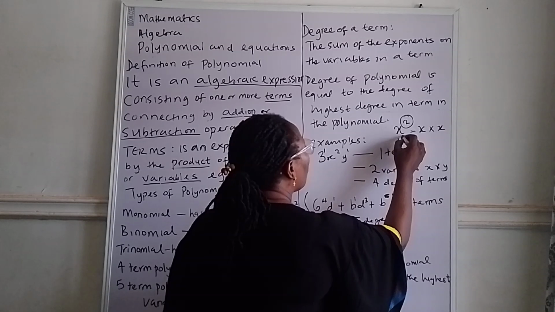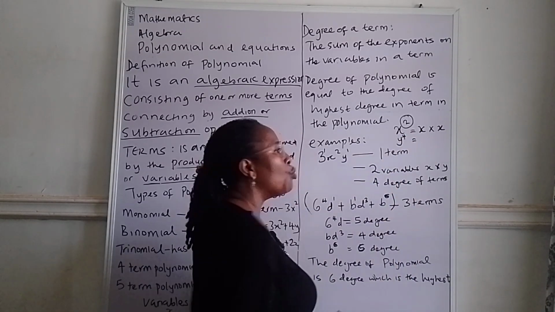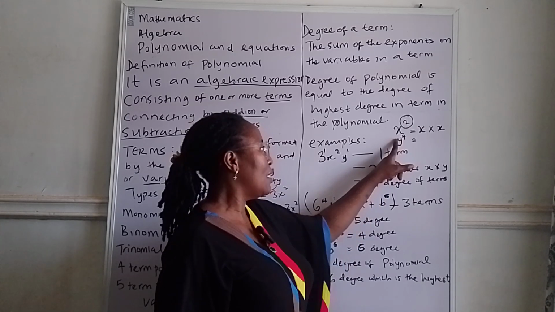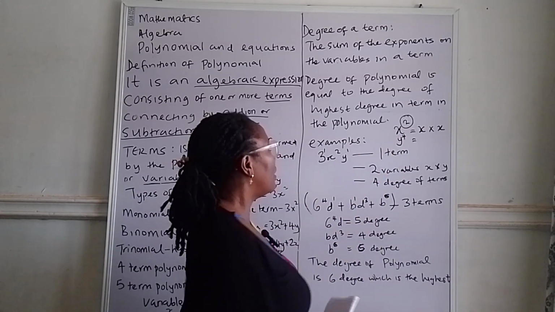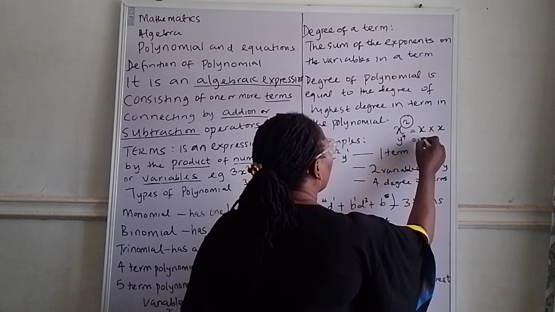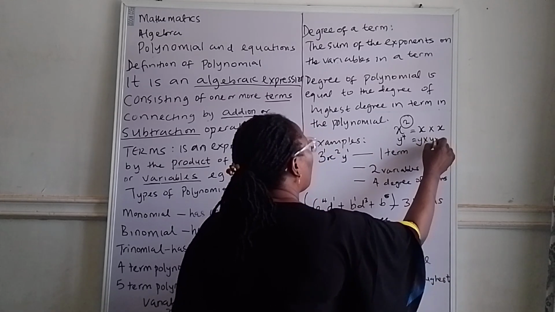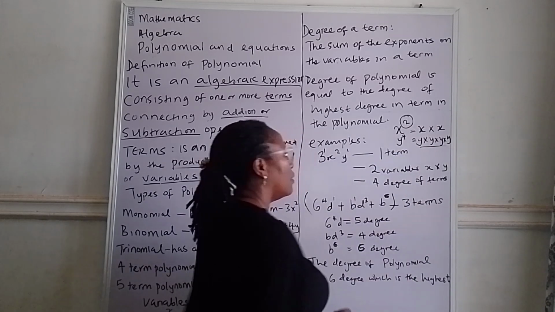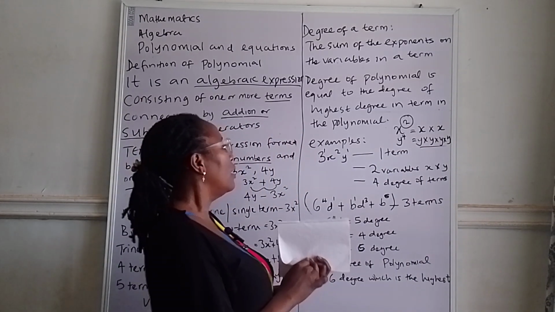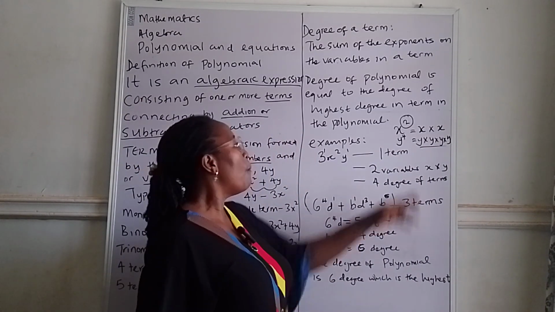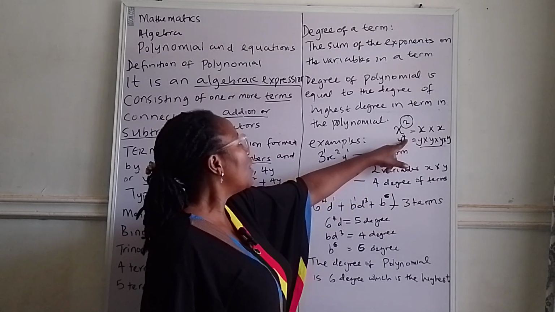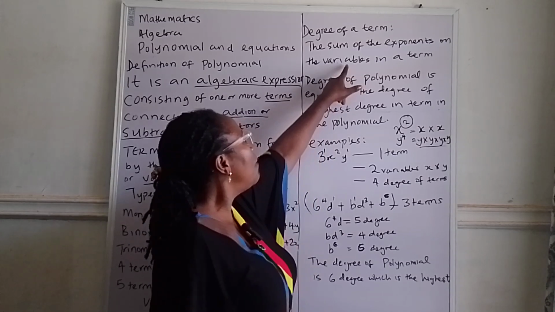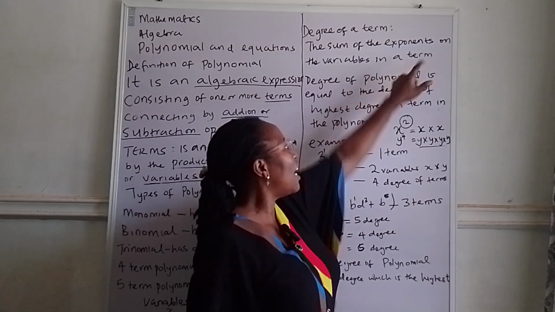When we say y raised to power 4, it means that we are going to multiply y by itself 4 times. And 4 here is the exponent. We are going to say y multiplied by y, multiplied by y, multiplied by y, in 4 places. So 4 here is the exponent. So we say that the degree is the sum of the exponents on the variables in a term.